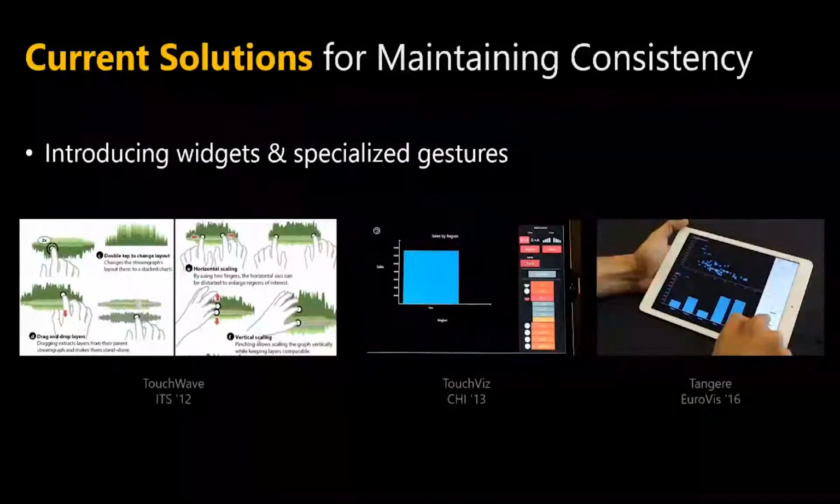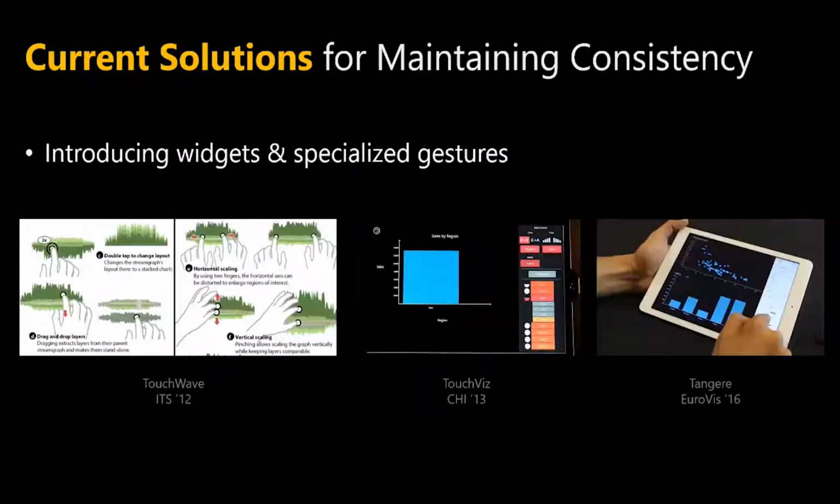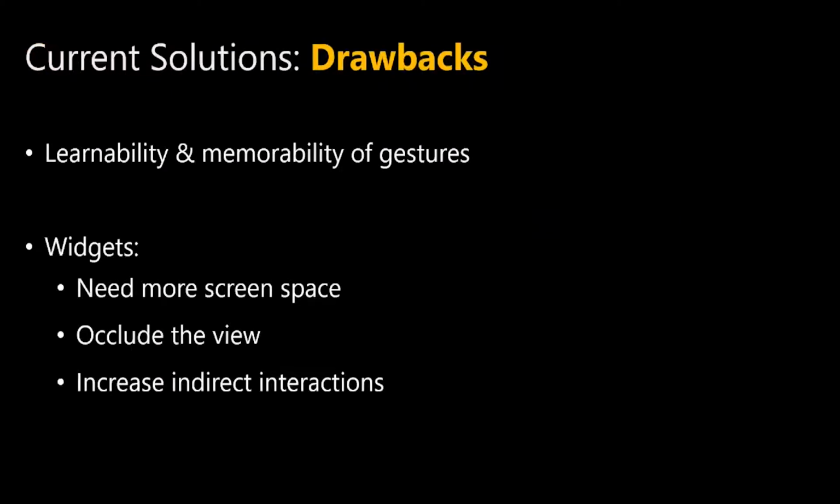The other approach has been to introduce specialized gestures involving multiple hands or fingers, or going back to indirect widget-based interactions. The issue with these solutions, though, is that specialized gestures can be difficult to learn and remember. Furthermore, introducing widgets takes up more screen space and also leads to an interruptive user experience, requiring us to trade off interaction fluidity for consistency.